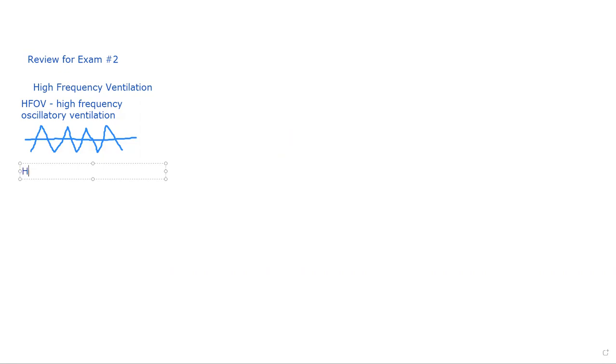So we know that Hertz goes according to body size, and for a neonate, it should be 10 to 15 Hertz. The amplitude for a neonate, you're starting with an amplitude around 16 centimeters of water pressure.